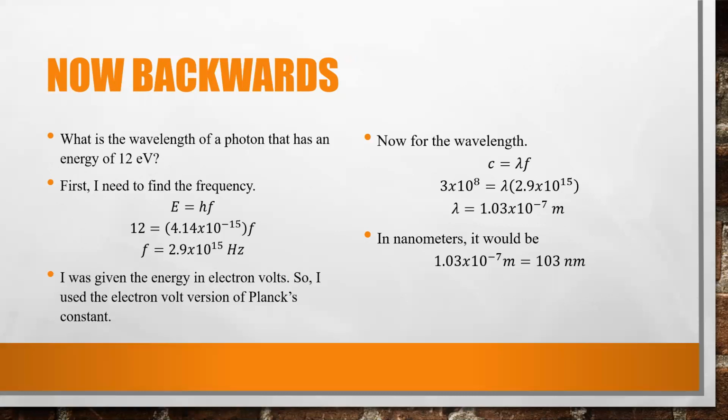Now going backwards, we can go the other direction. Let's say I give you the energy, 12 electron volts, and I want the wavelength. Well, since I already know energy, I want to use the energy of a photon equation and figure out the frequency. And since it's in electron volts, I want to use the electron volt version of Planck's constant. And I get a frequency of 2.9 times 10 to the 15th hertz. Now that I've got the frequency, I can put that in the wave equation with the speed of light and figure out that my wavelength is 1.03 times 10 to the negative 7 meters. Or if I want to actually put it in nanometers, it'll be 103 nanometers.